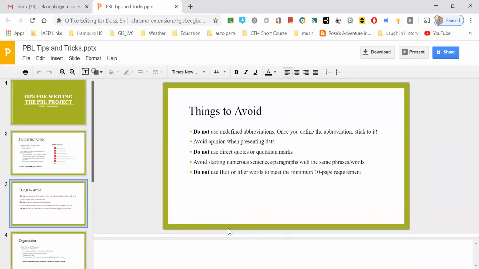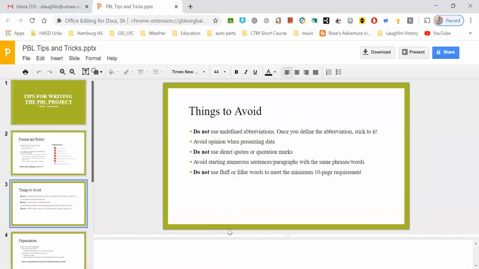Also, avoid starting numerous sentences and paragraphs with the same phrases and words. This is just a general rule for any writing, because it gets to be very boring if you're reading the same thing over and over again, like, this person said this and this person did that. Try to mix it up a little bit as best as you can. And I know with some of that, it's going to be hard to avoid because you might be referring to one article a lot and you have to keep citing that source.